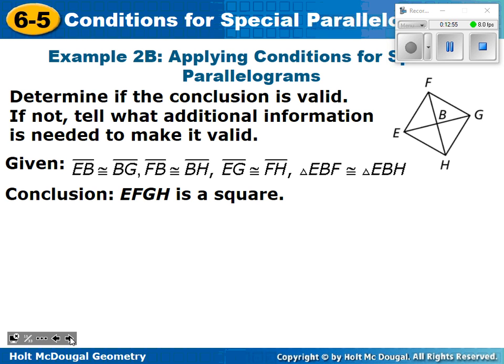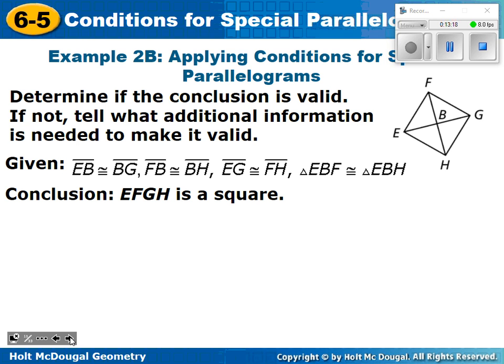All right, so determine if the conclusion is valid. If not, tell what additional information is needed to make it valid. And then they give us a lot of information, and their conclusion is this is a square. I skipped all the other little slides to get to this example. Are we good? Okay, because it's basically just our properties we listed over there. Okay, so let's start breaking it apart. In order to prove it's a square, what do we first have to prove?